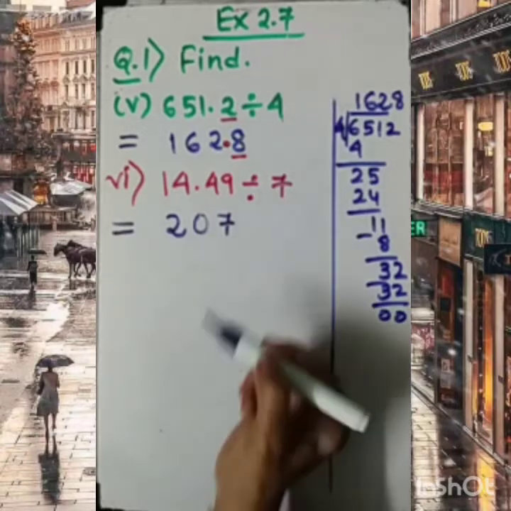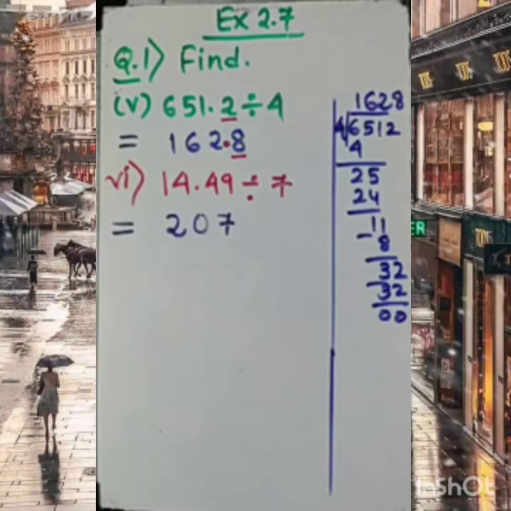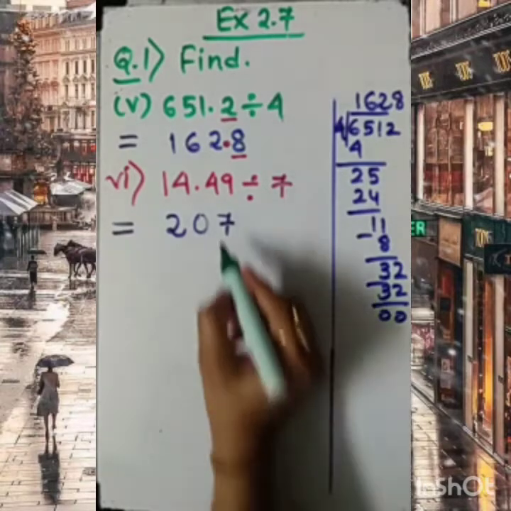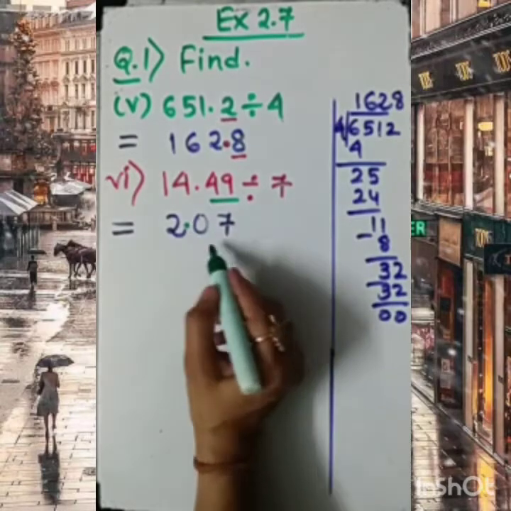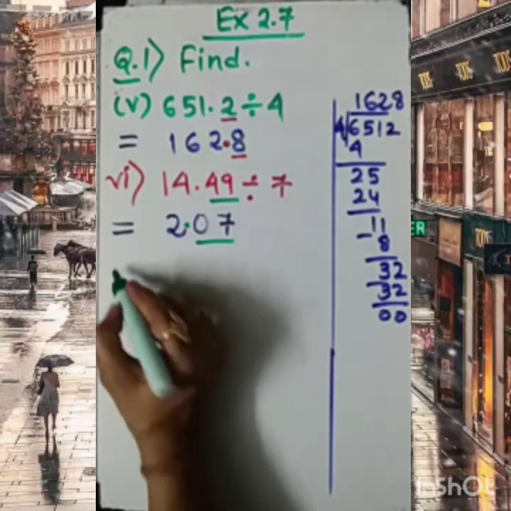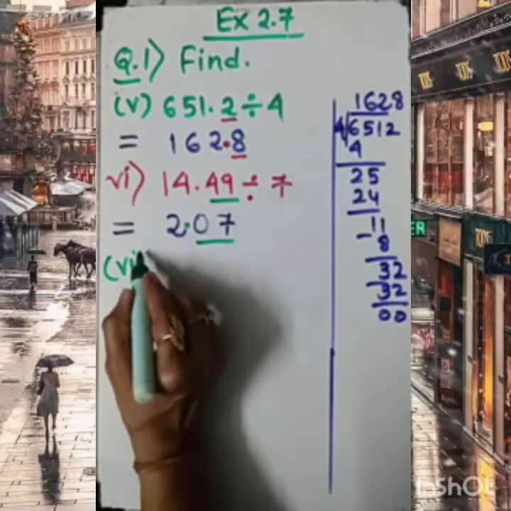And here, how to shift the digit. As you know, in the beginning the decimal is given up to 2 digits. So I need to put it here as 2.07, 2 digits. Clear? Let's try to understand one more through the same.